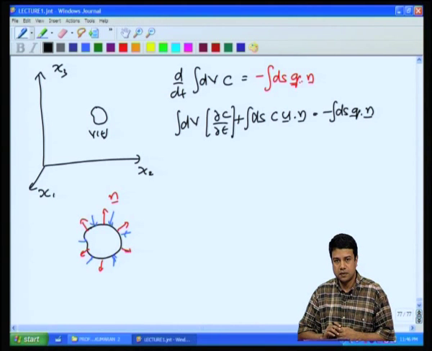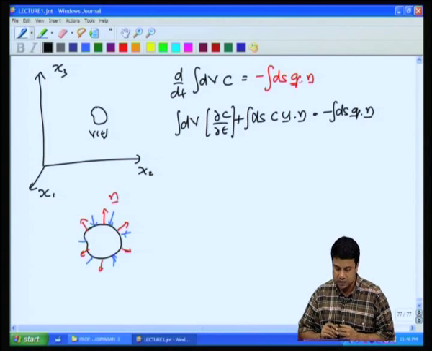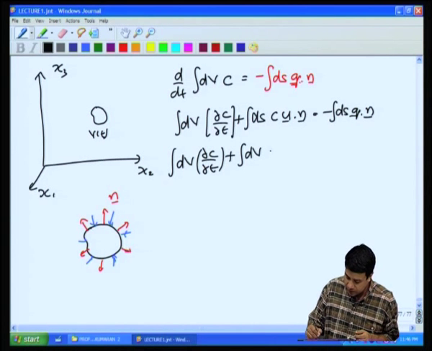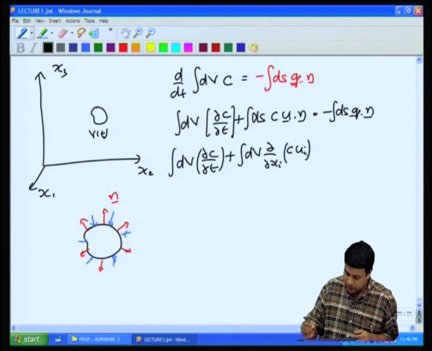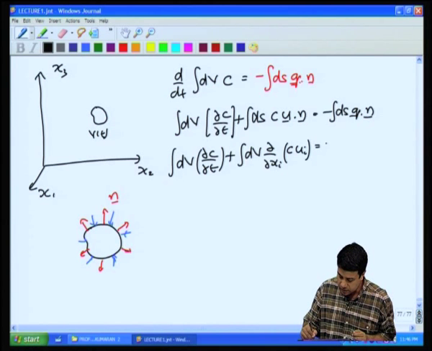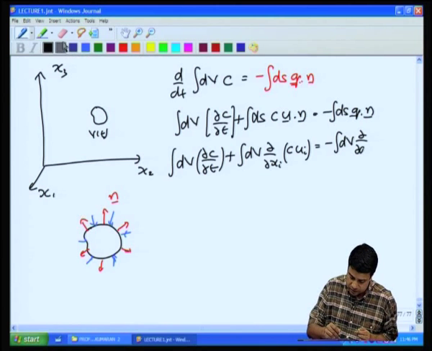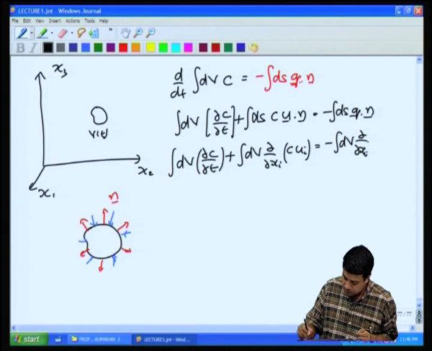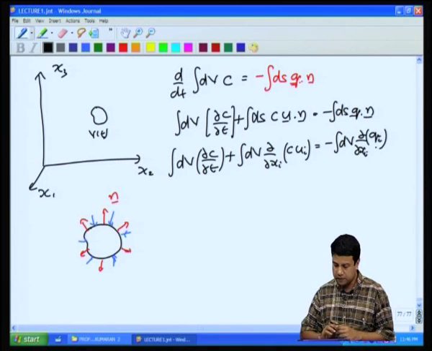Okay. And now, we use the divergence theorem for both the convective part as well as for the flux. So, then I get the integral over the volume of partial c by partial t, plus the integral over the volume of the divergence of concentration times the velocity, is equal to minus the integral over the volume of the divergence of the flux itself.